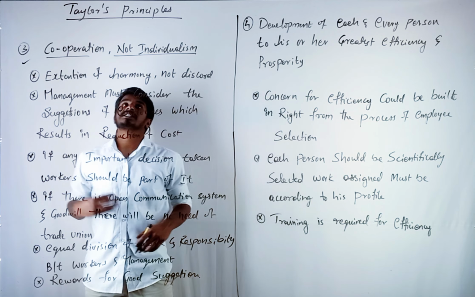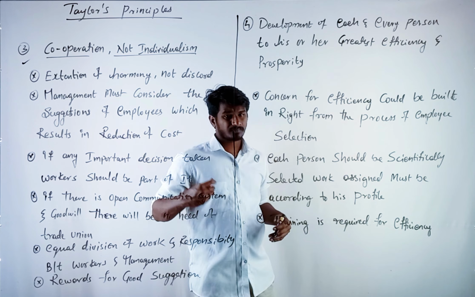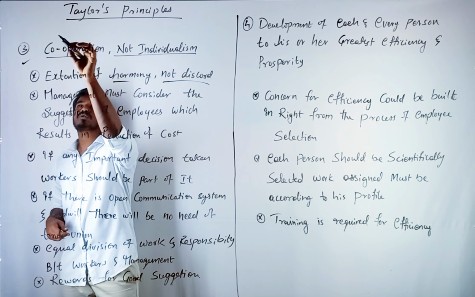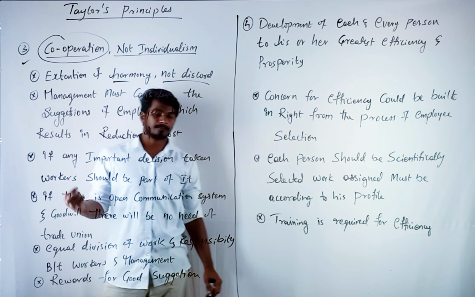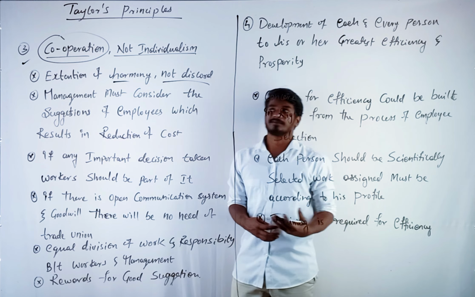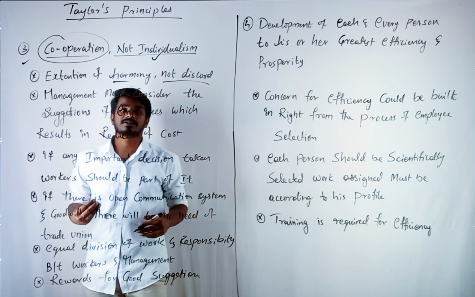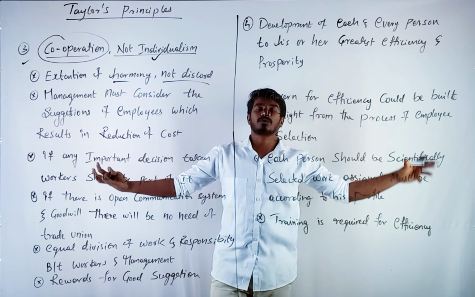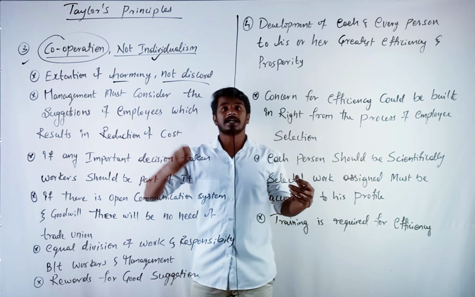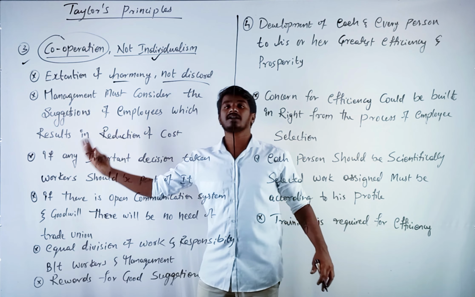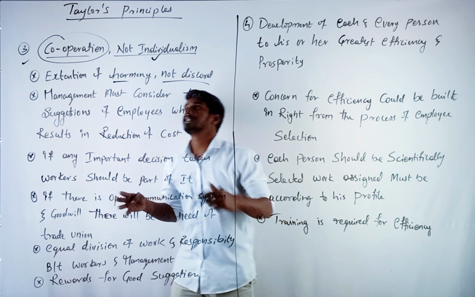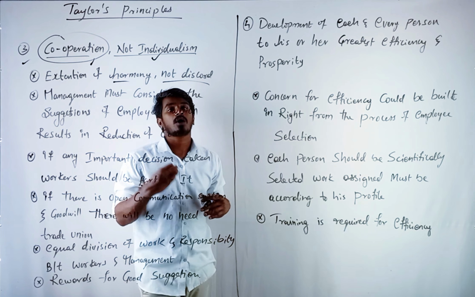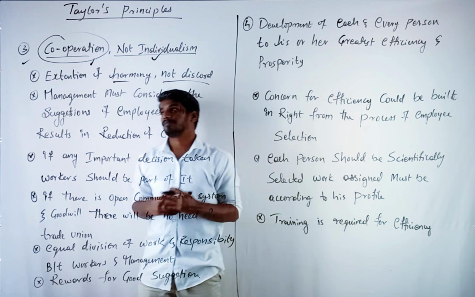Third one, cooperation, not individualism. It is the extension of harmony, not discord. We should cooperate between each other, between management and worker, not individualism, which means management is working separately and workers are working separately. Correct. That is individualism. They are working on their own. They should work together. That is cooperation. They should cooperate with each other to achieve the organizational objective.